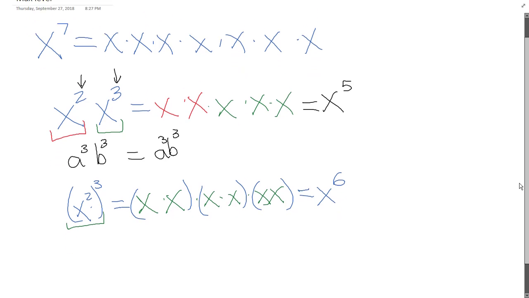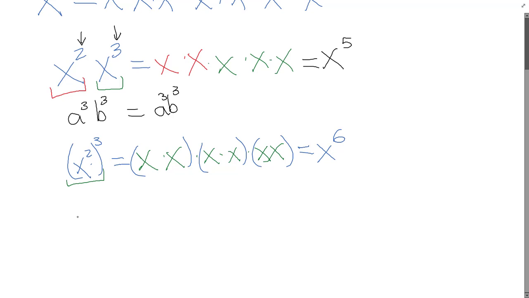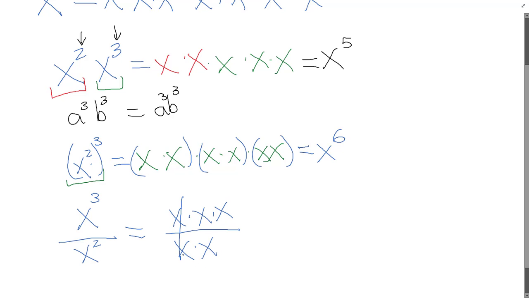2 more rules and we're all done with the rules. Next rule looks like this. Let's say I have x to the 3rd divided by x to the 2nd. This is really x times x times x divided by x times x. X divided by x is 1, and x divided by x is 1, so the only thing left is plain old x. The rule is, when you're dividing the same base, you subtract their exponents. 3 minus 2. So this is x to the 3 minus 2, or x to the 1, which is plain old x.